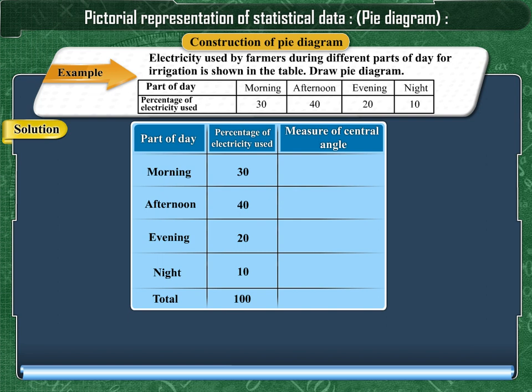Reading the pie diagram. So far, we have learned how to represent the given data in the form of a pie diagram. Sometimes the data are already represented in a pie diagram. We will now learn to read the pie diagram with the help of some examples. The given pie diagram represents expenditure on different items in constructing a building. We have to find the answers to the given questions.